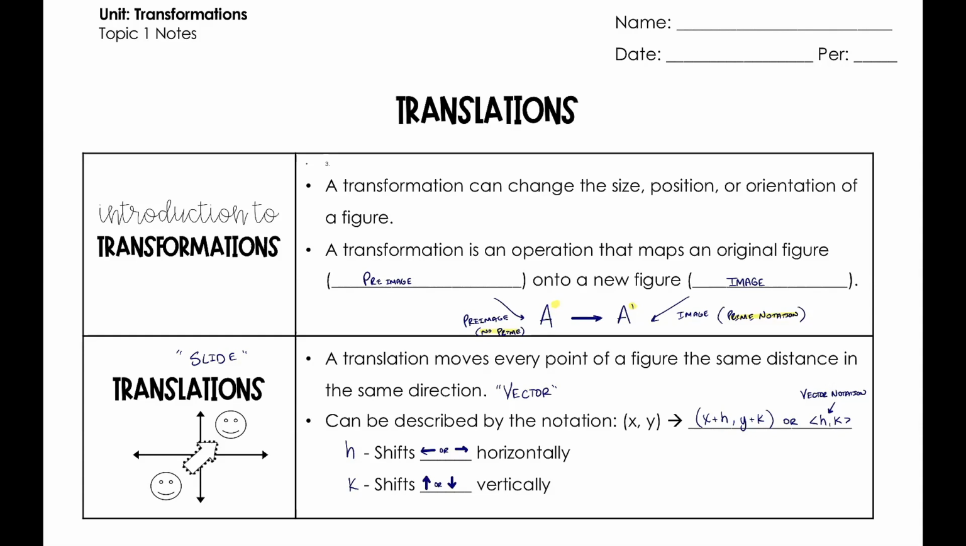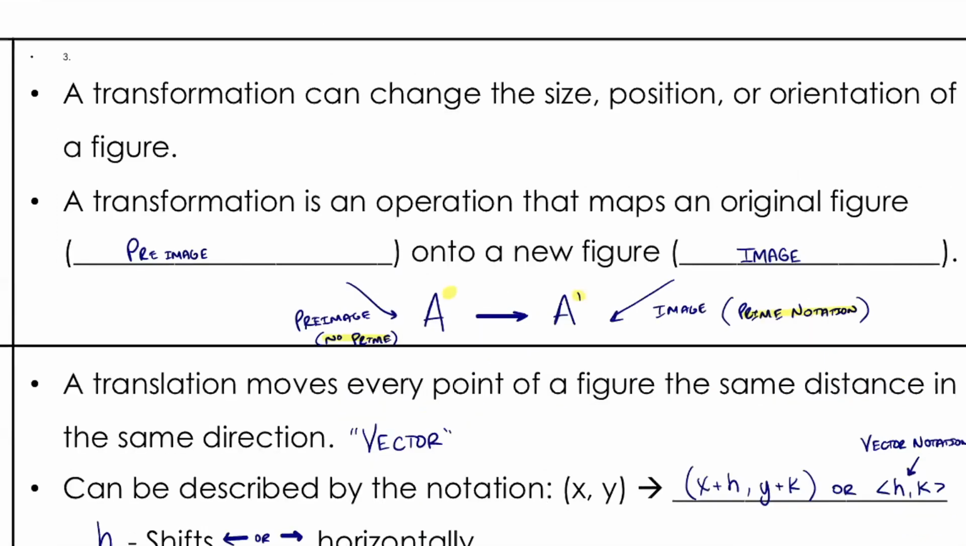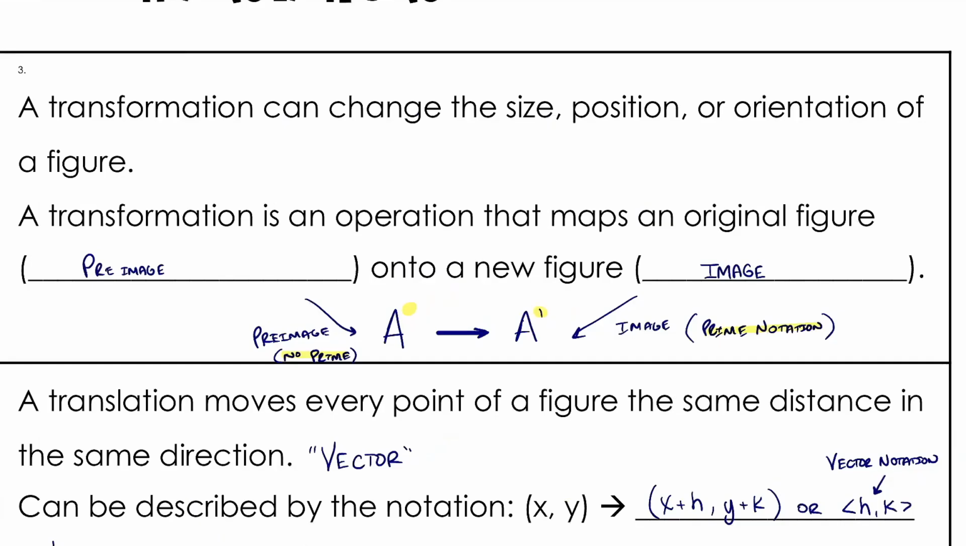A transformation is something that changes the size, how big or small it is, position, where it's located, or orientation. Maybe it flips it upside down, turns it on its side, along those lines. It is an operation that maps the original figure, which we call our pre-image, onto a new figure called the image. You'll note here that our pre-image is the letter A.